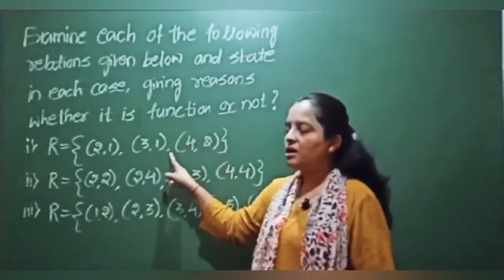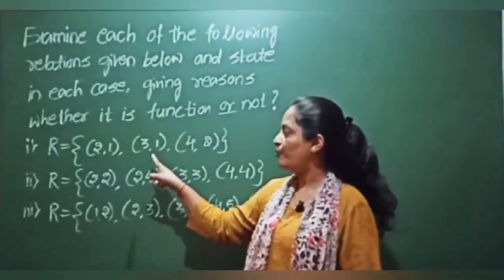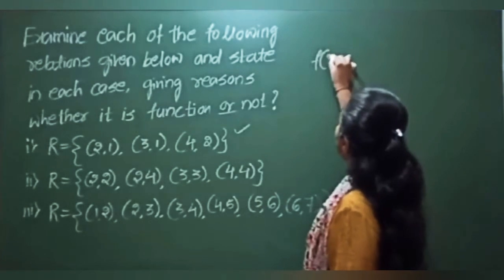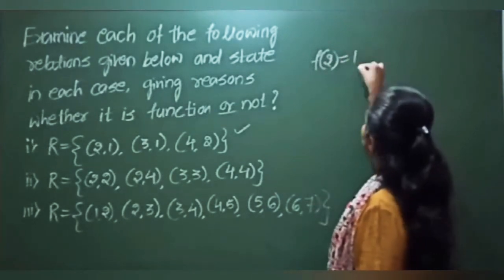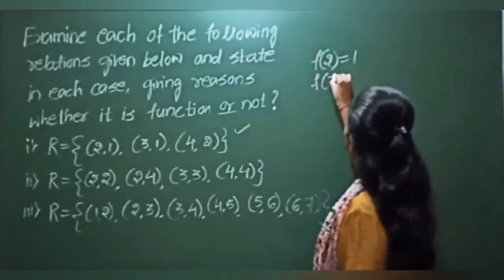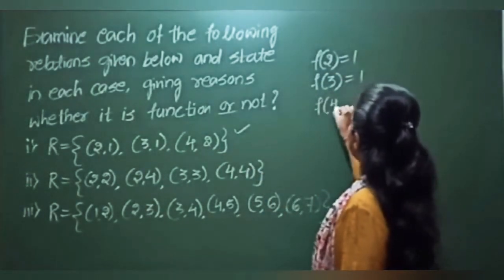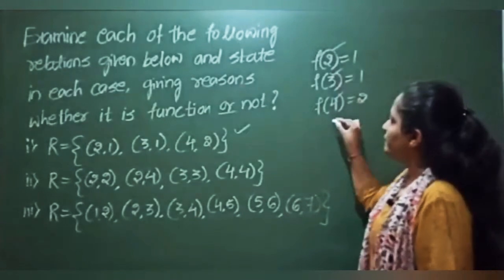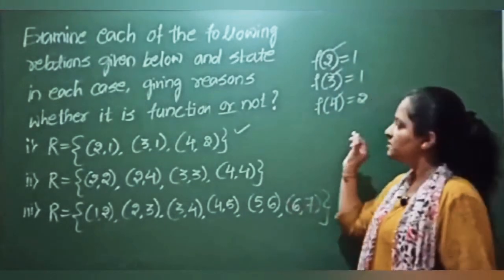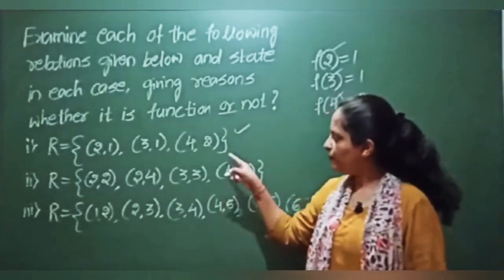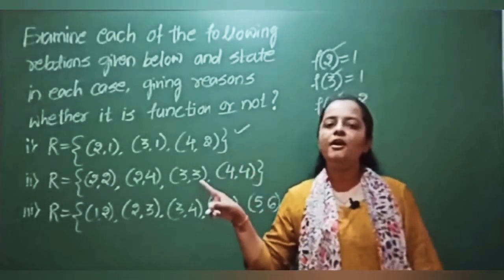So this relation, is it a function? Yes, obviously this relation is a function, because f of 2 has image 1, 3 also has image 1, and 4 has image 2. Each and every element of the domain has an image, and only one image in the codomain. Therefore we can call this relation a function.